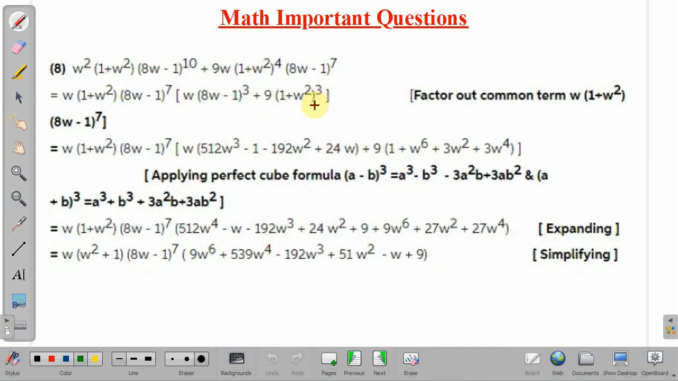So we can apply the formula a plus b whole cube, so we will get a cube plus b cube plus 3a square b plus 3ab square. Applying that formula, we get plus 9 into 1 plus w square to the power 3, so it will be w to the power 6 plus 3w square plus 3w to the power 4. Now we can simplify this expression, and after expanding we will get what is inside this square bracket as 512 w raised to the power 4 minus w. This we are getting just by multiplying this with this term.